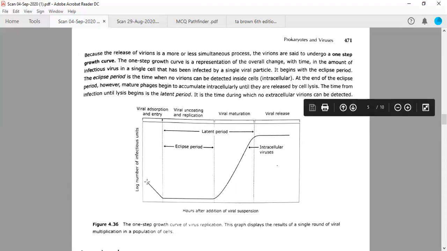So initially, if you see, there is a decrease in the log number of infectious units. Generally, there is one virus which will infect a cell if it is not a co-infection, right? So if it is infecting a single cell, then the number will go down, because once the virus infects a cell, it releases its genome into the bacterial cell cytoplasm, and there is decapping, or removal of the capsid region. So for some time you will see that the number decreases.